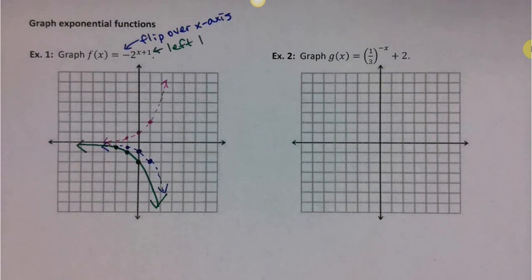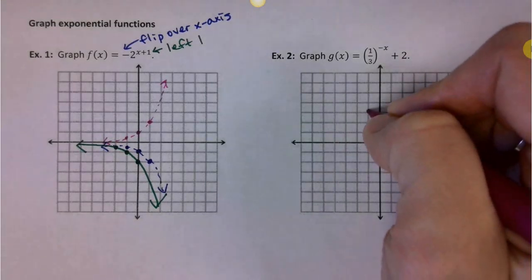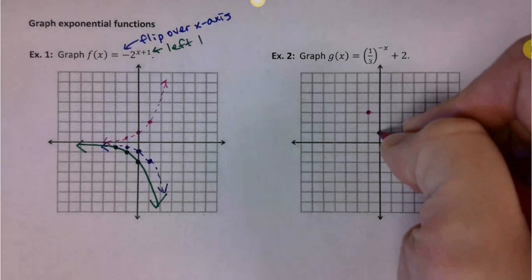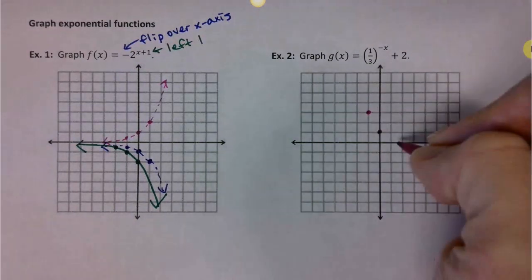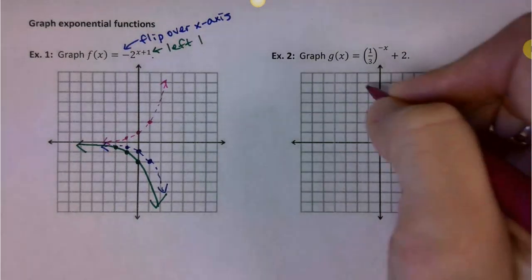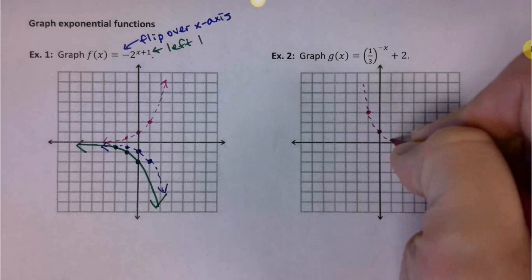To graph g of x equals 1/3 to the -x plus 2, here again, we already know what the graph of just 1/3 to the x looks like. That's the one that contains the points (-1, 3), (0, 1), and (1, 1/3). So it looks something like this.